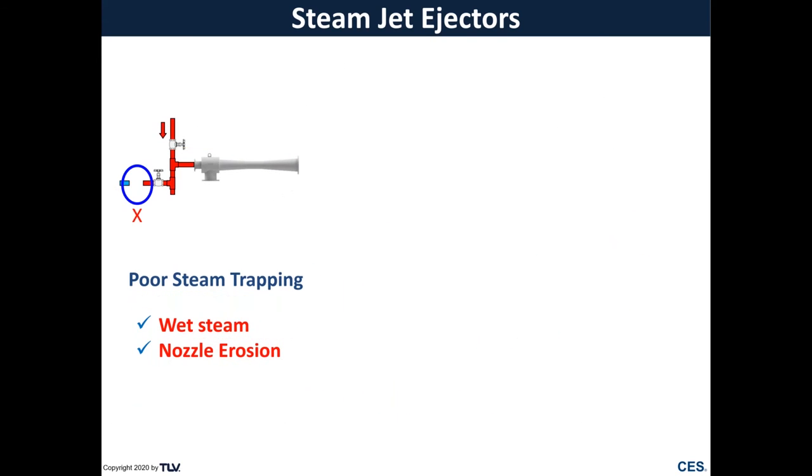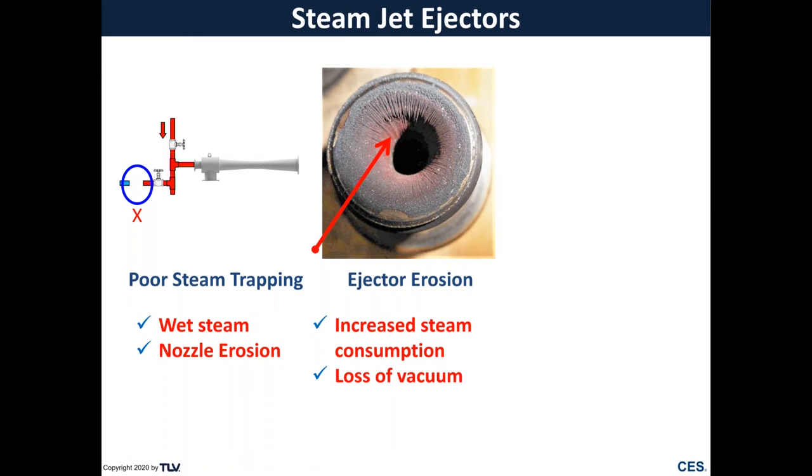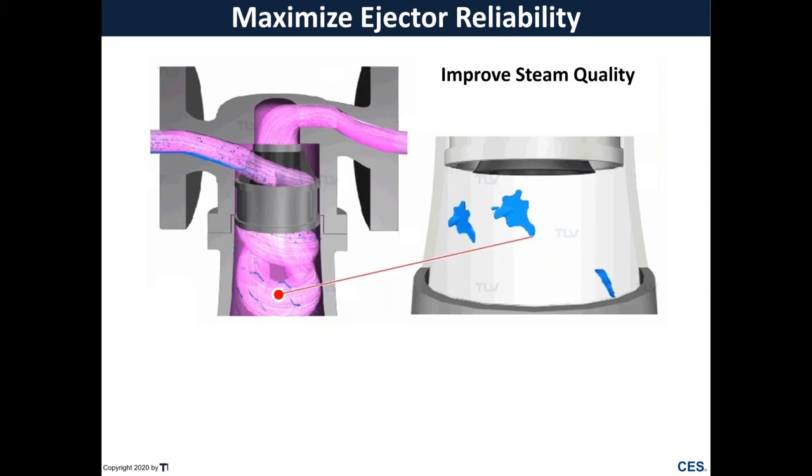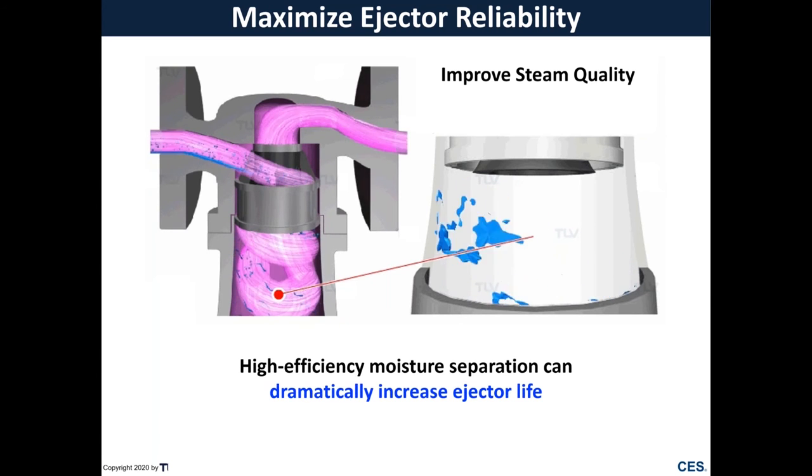If there is poor condensate drainage from the steam supply, this can lead to wet steam erosion of the ejector internal components, which would eventually lead to reduced vacuum and ultimately decreased productivity of vacuum equipment. An excellent way that can often help improve ejector performance and reliability is to use a high efficiency steam separator in the supply to the ejector. Certain designs, such as this cyclonic effect separator, have moisture separation efficiencies as high as 98 to 99%.